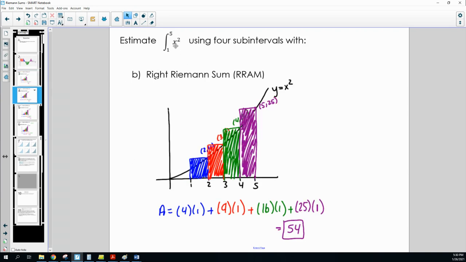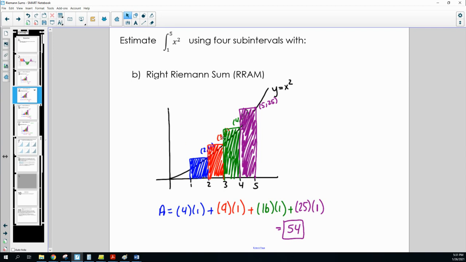We're going to look at the same exact example, but this time the right Riemann sum, which is the RRAM. This is just taking the rightmost point as your height. So the same blue rectangle, but now instead of using the left point of 1 as the height, we're using 2 as the x, so the height would be 4, times the length of 1. Then we're using 9 times the length of 1, 16 times the length of 1, and 25 times the length of 1. So we're always using the rightmost point, and we're not using the leftmost height at all. We're using everything from the right.